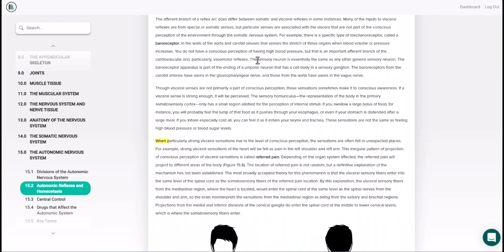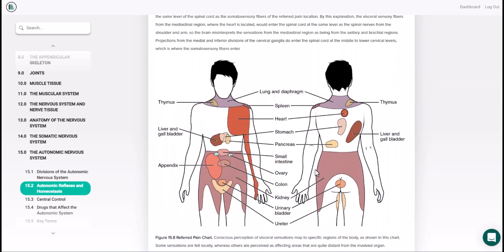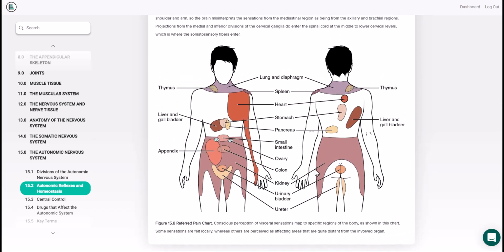Read through this just for more understanding. And really the last thing that I want you to focus on in this entire chapter is right here, starting with this yellow paragraph. And that is the concept of referred pain. Let me go down to the diagram and describe this to you. I think you already have an idea of an example of this.